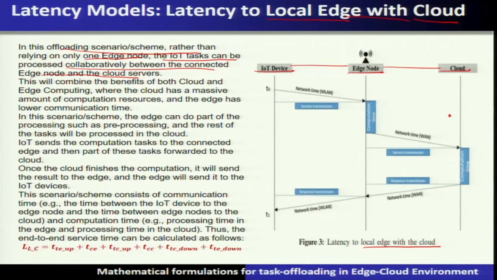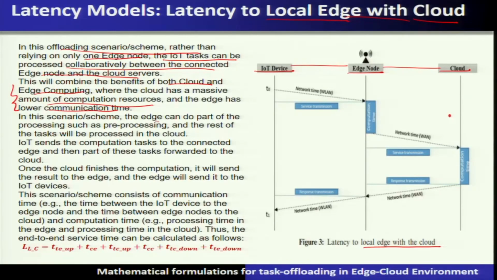Now this particular collaboration will bring in more resources, which were earlier the constraint at the edge node, and these will be provided by the cloud. Therefore, different kinds of applications are going to be supported in this environment. This will combine the benefits of both cloud and edge computing. So cloud, you know, has a massive amount of computation resources and the edge has lower communication time. If you combine both, you will support a new kind of IoT application.